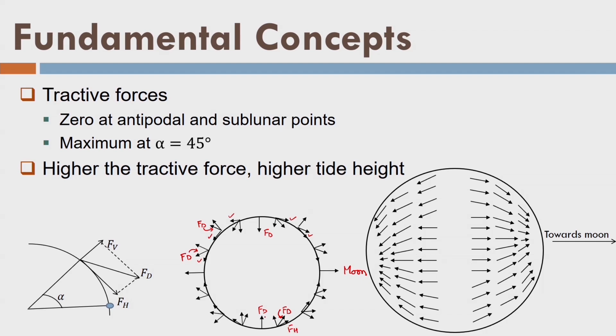So you can see here that on the half of the earth where water is located, the tractive force, the F horizontal, is bringing the water towards the one point which is closer to the moon. I hope you agree with that. And in order to make the equilibrium again on the surface of earth, what is happening?